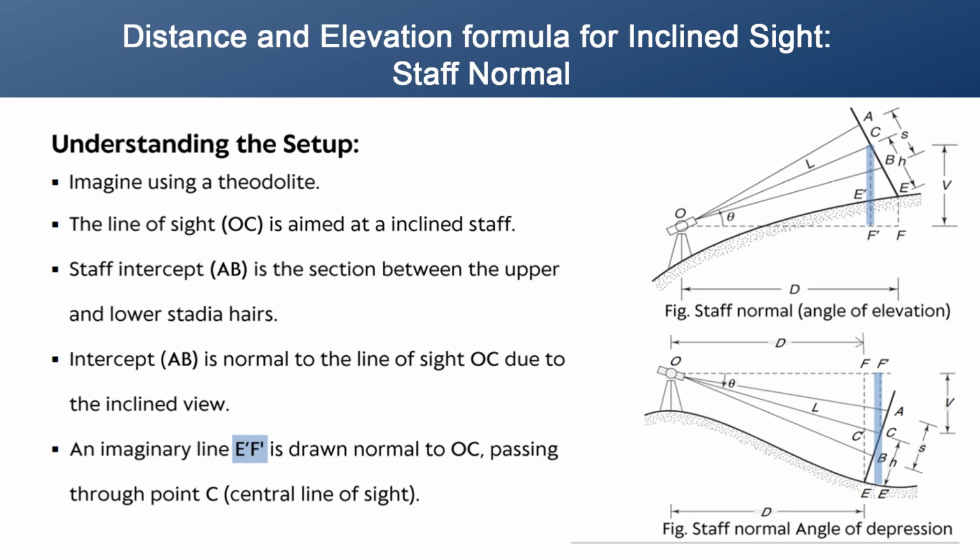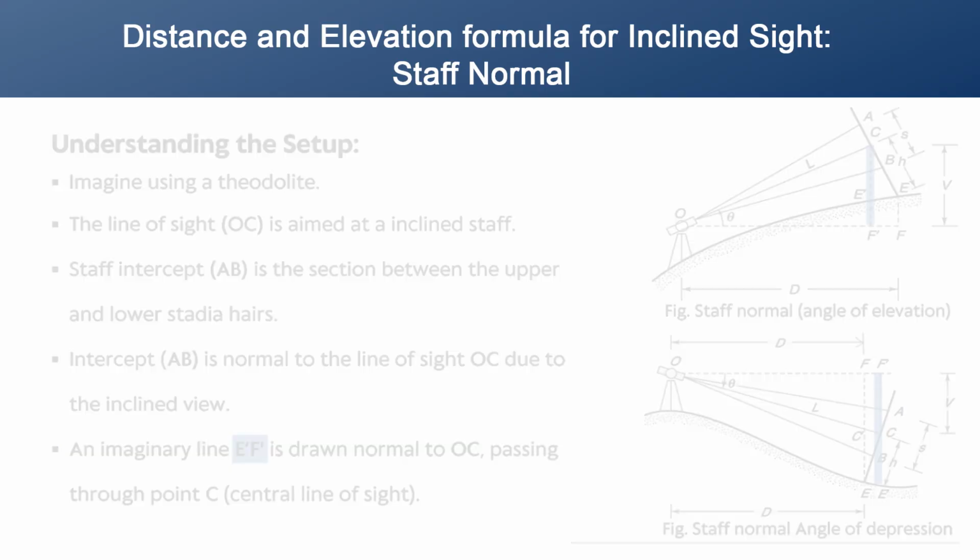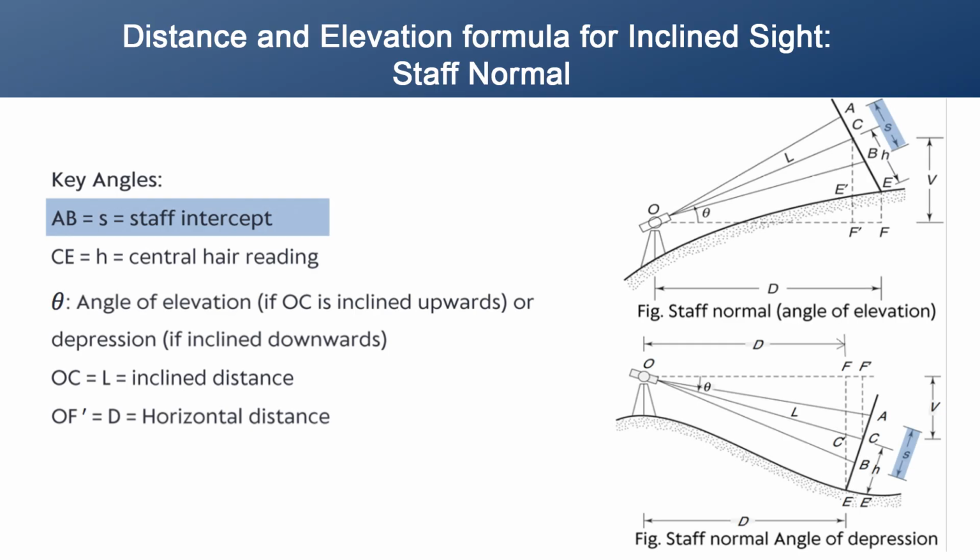An imaginary line E dash F dash is drawn normal to OC. And we need to calculate the inclined distance capital L, the horizontal distance capital D, and the elevation of the staff station. So, let us understand the variables in setting up the instrument.